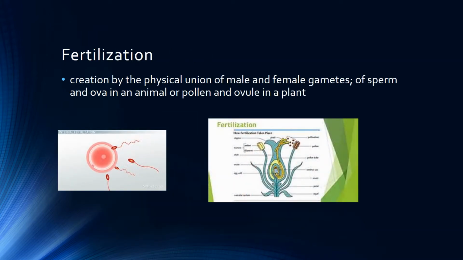Fertilization is the creation by the physical union of male and female gametes, of sperm and ova in an animal, or pollen and ovule in a plant. So this is how the third individual is created when these two parts combine.